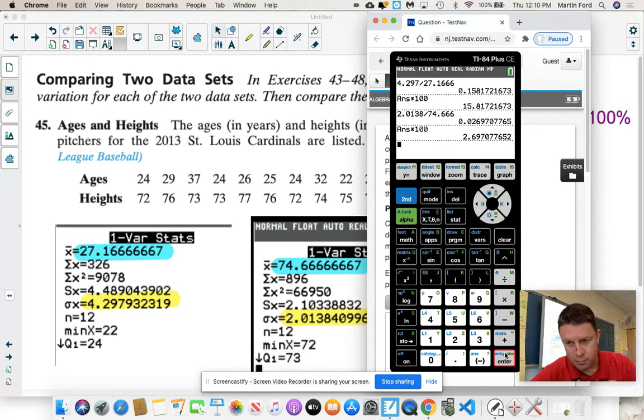So which varies more? Which has a higher variability rate? Well, it would be the ages, 15% or almost 16%, compared to the 2.7% for the height. Okay, so that's all you do. You just want to figure out, using the coefficient of variation, which set of data varies more. Okay, and that's all there is.